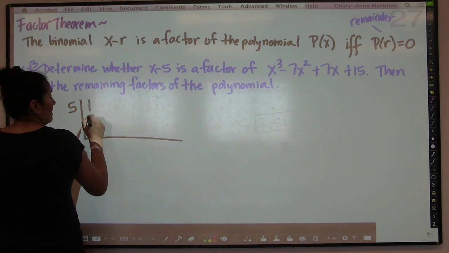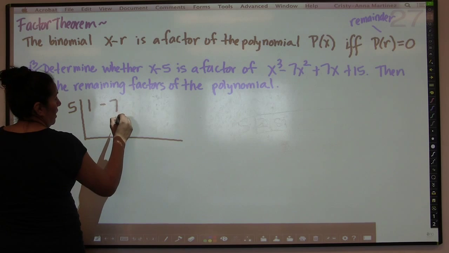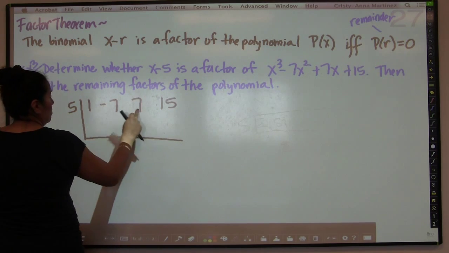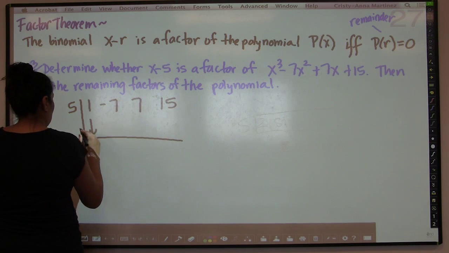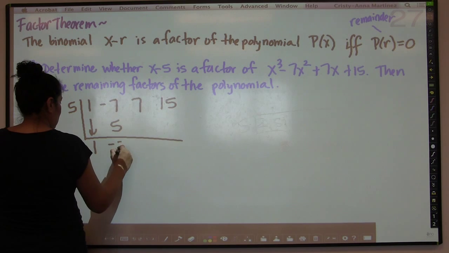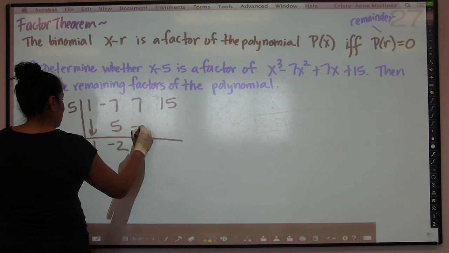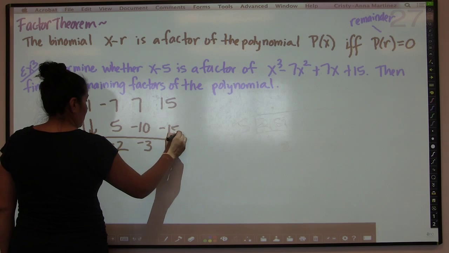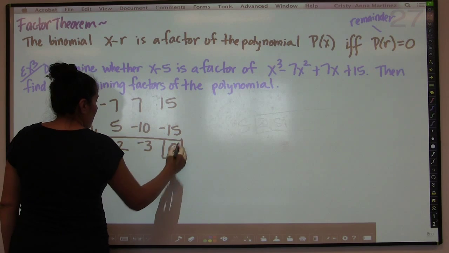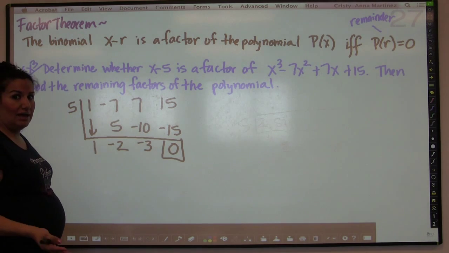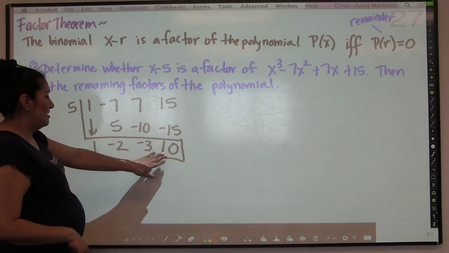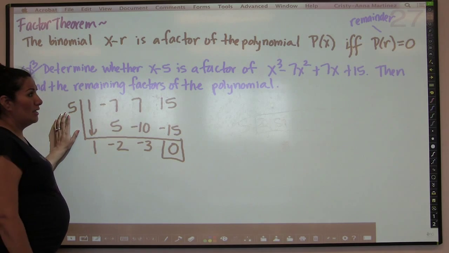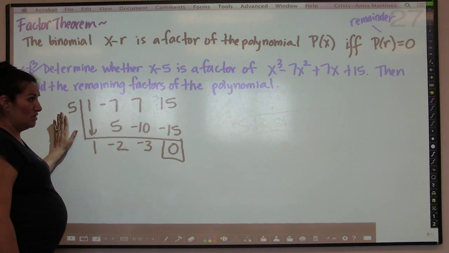So we're going to get 1x cubed minus 7x squared plus 7x and then plus 15. So we have 3, 2, 1, none. We bring our 1 down. 1 times 5 is 5. 5 minus 7 is negative 2. 5 times negative 2 is negative 10. Negative 10 plus 7 is negative 3. 5 times negative 3 is negative 15. And 15 minus 15 is 0. And lo and behold, we do in fact get a 0 remainder. Because this is a 0 remainder, it means that the x minus 5 went in evenly into x cubed minus 7x squared plus 7x plus 15.